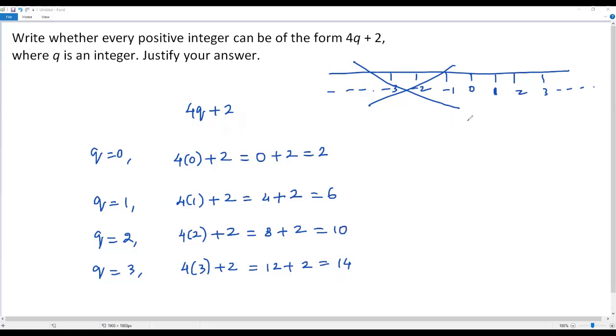So when I plug in the integer values for q, that is 0, 1, 2, 3, negative values we cannot take for q because they create a negative value for this expression, but it has to be a positive integer. So when we plug in the values 0, 1, 2, 3 for q, for 4q + 2 we are getting these values: 2, 6, 10, 14. So only these particular positive integer values 2, 6, 10, 14 can be written in the form 4q + 2. Not every positive integer can be written in the form 4q + 2. So the answer for this question is we cannot write every positive integer in the form 4q + 2.